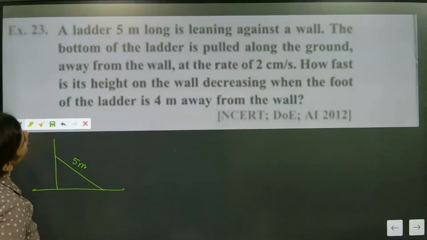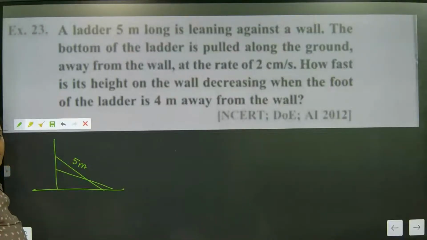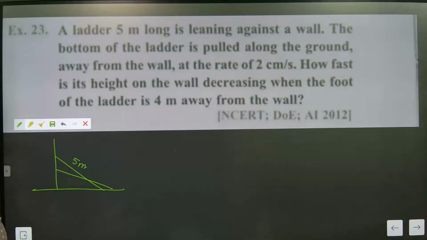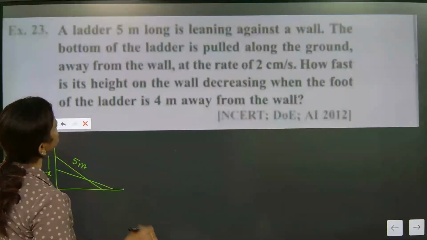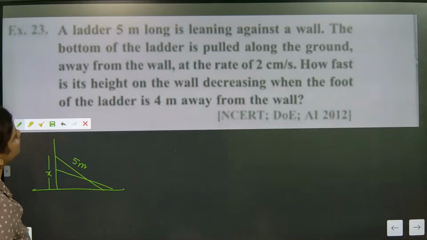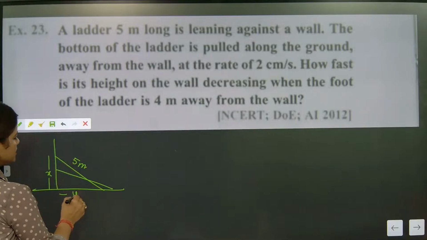5 meter long. The bottom of the ladder is pulled along the ground. Now the ladder is exactly pulled along the ground like this, away from the wall at a rate of 2 centimeter per second. So first, if this distance is x, then dx by dt will be 2 centimeter per second. Understood? So at a rate of 2 centimeter per second, how fast does its height on the wall decrease when the foot of the ladder is 4 centimeters away? So this is x and this is y.